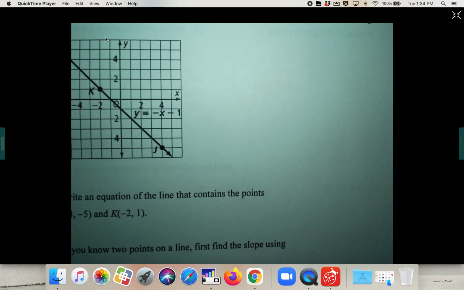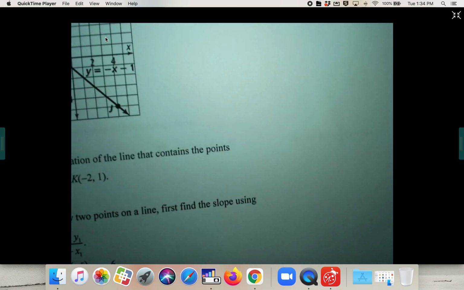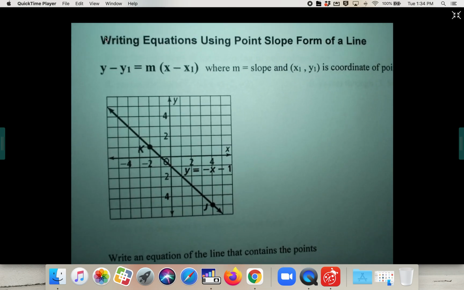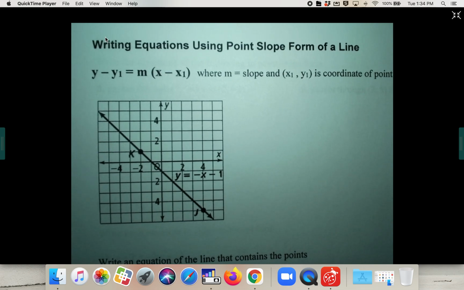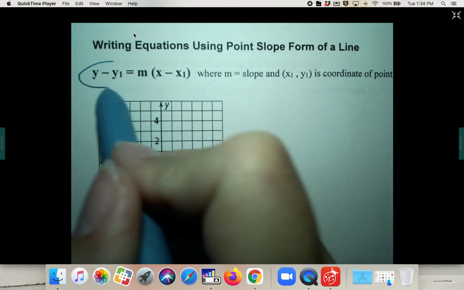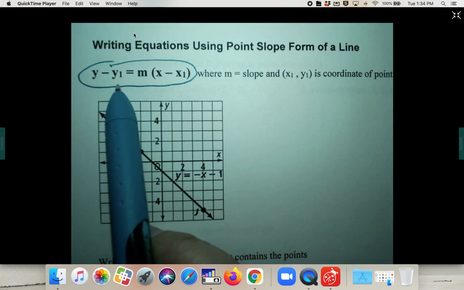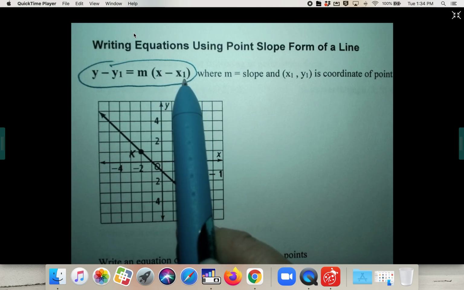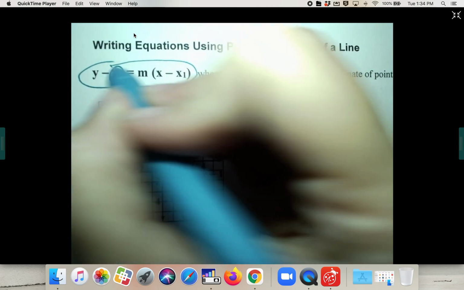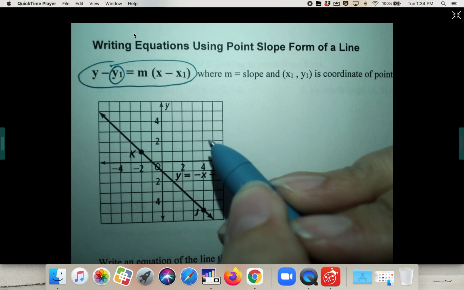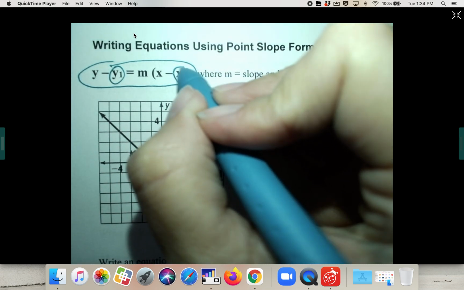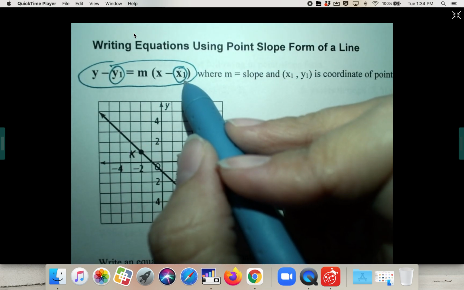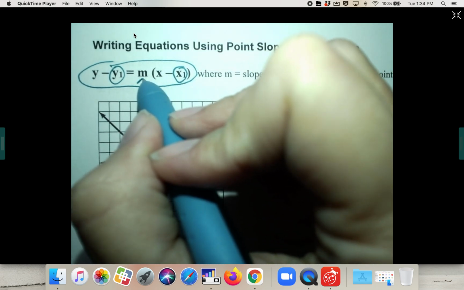So on the next page, move this over a little bit, we're reviewing point slope form now. So, a real quick reminder from algebra of what point slope form is. It's y minus y1 equals m times the quantity x minus x1. And remember, y1 is going to be a number that is your coordinate, and x1 is going to be the other number in your coordinate. And then m is always going to just stay your slope.